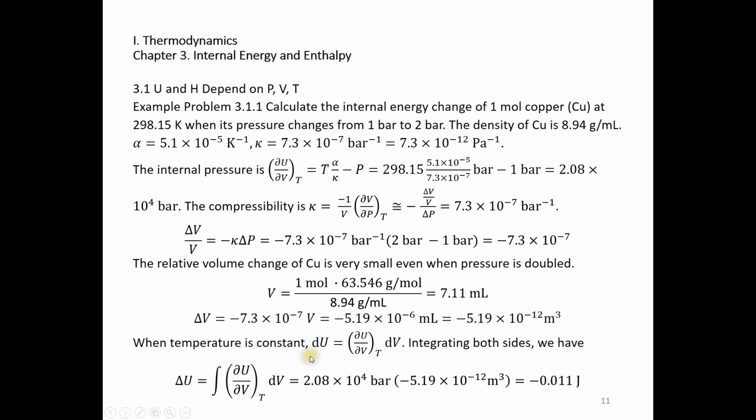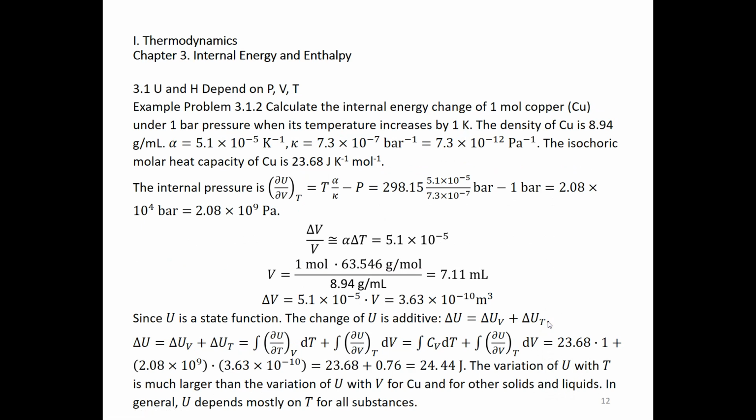When the temperature is constant, we have this equation: dU is delta U over delta V times dV. We'll integrate both sides. Delta U over delta V is this many bars, 20,000 bars. This is huge, but the volume change is so tiny that the product is very small. It's negative 0.0112 joule. This is very, very small.